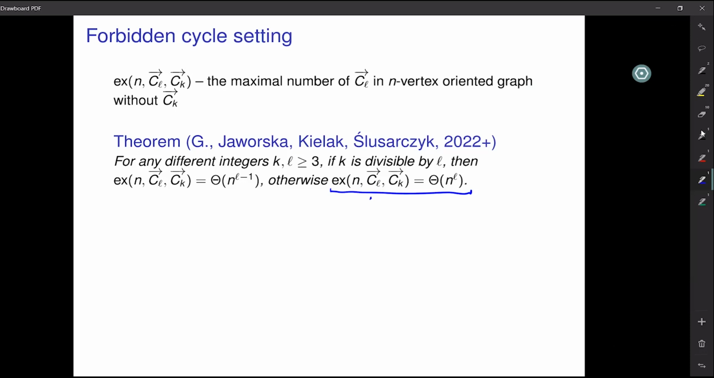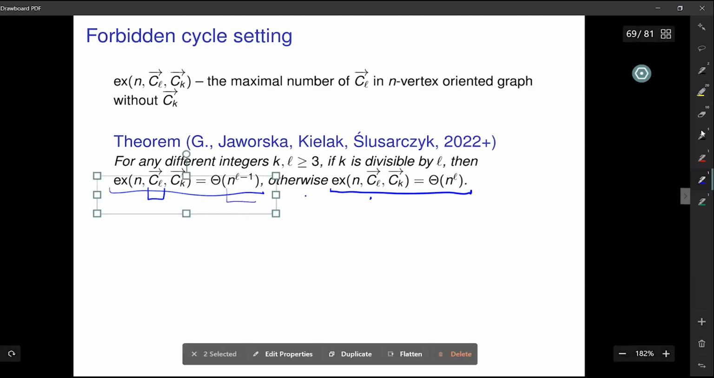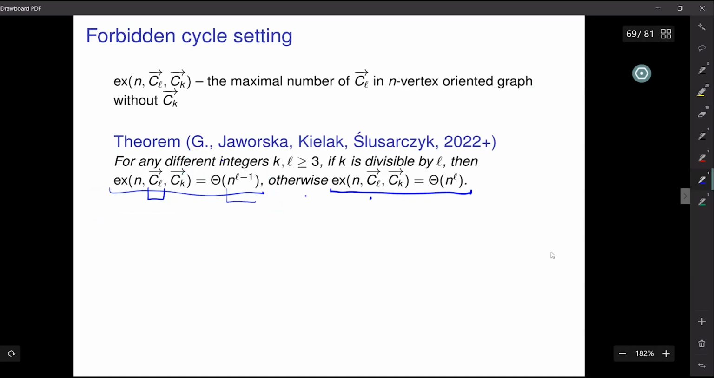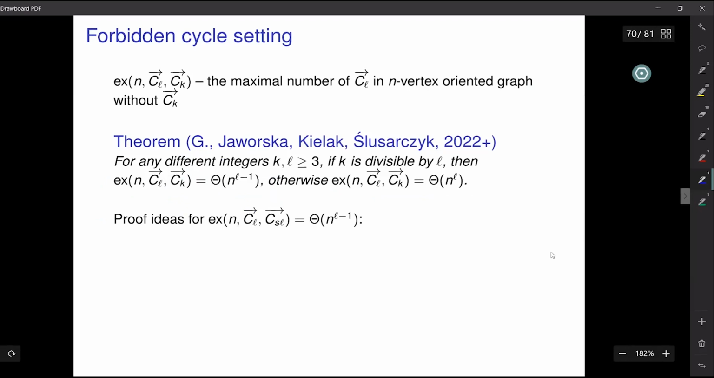While in the more interesting case, when we cannot take just a blow-up of C_L, we prove that the maximum order of magnitude is just one power less, so n to the power L minus 1. As a construction, we can take a blow-up of C_L, the cycle that we want to maximize, but with one blob equal to just a single vertex. This way it's this order of magnitude, but we will not find any multiples of L cycles. Okay, and just a quick sketch of how to prove that this is really the maximum order of magnitude.